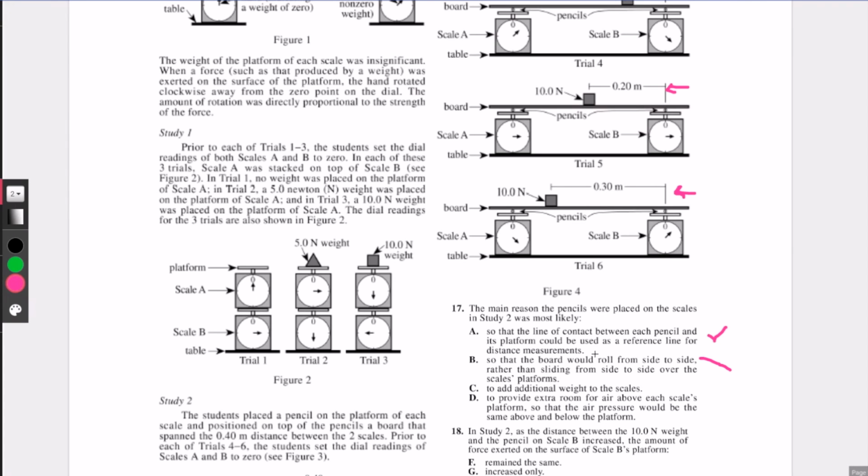We don't care about the weight of the pencils or the boards or anything like that, and we don't need to add additional weight to the scales. They're fine even with no weight. So that one's not true. And D says to provide extra room for air above each scale's platform so that the air pressure would be the same above and below the platform. So this one's also not true.